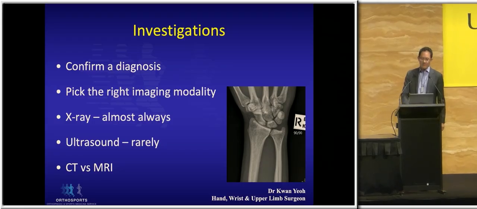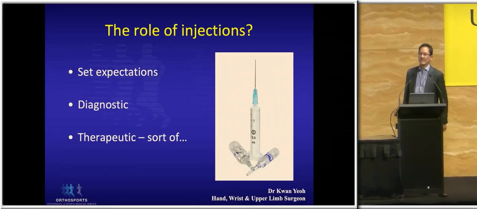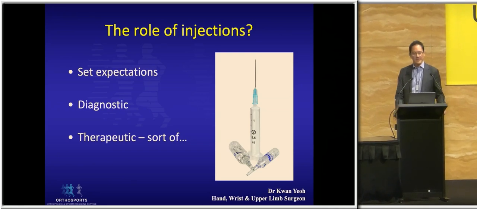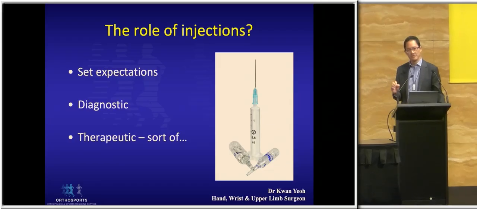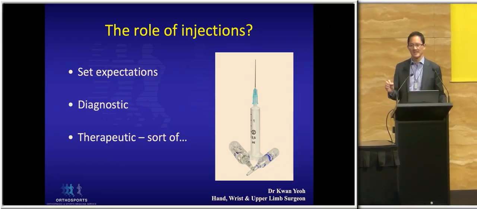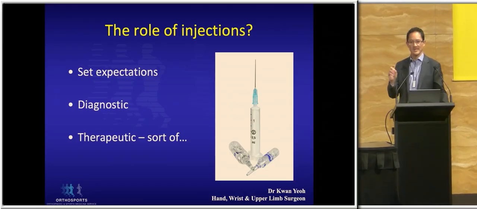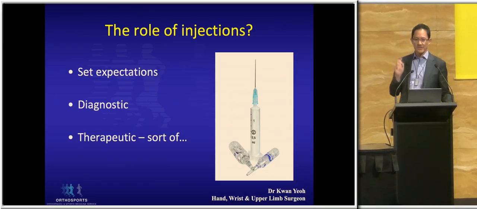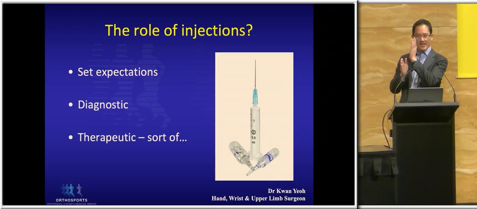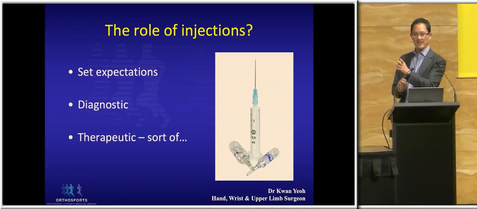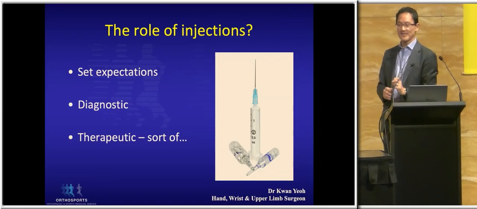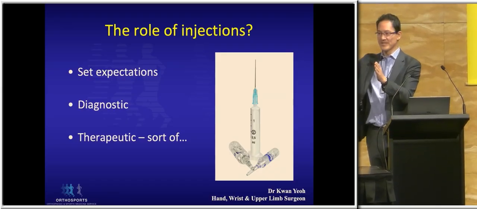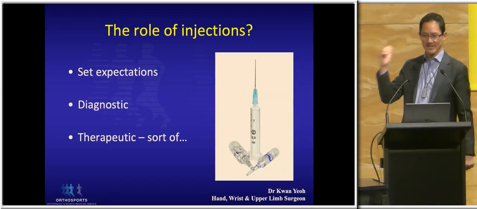Now, an important investigation for me is actually injections. We often think of injections as treatment and therapeutic, but it's a very important diagnostic tool because you have so many structures nearby. Sometimes we're not sure exactly what it is. And so an injection into structure A, which takes the pain away, more or less confirms that this structure is the cause of your pain. Whereas if injection into structure A doesn't, then we need to look at B, C, D structures to find out what it is that's actually causing the pain.